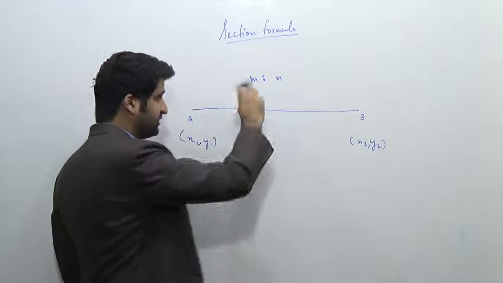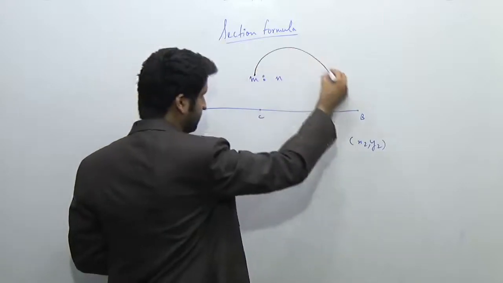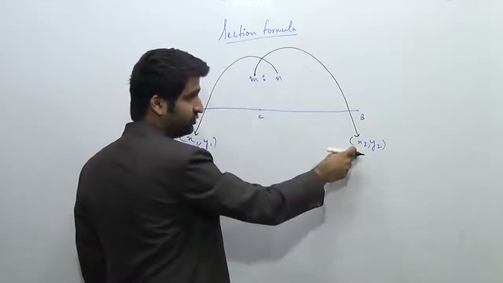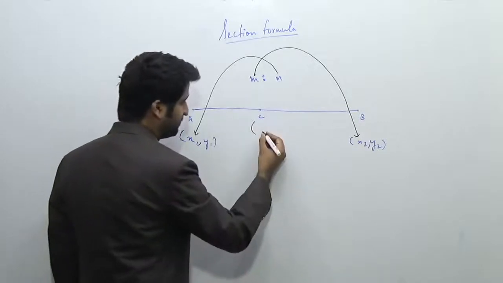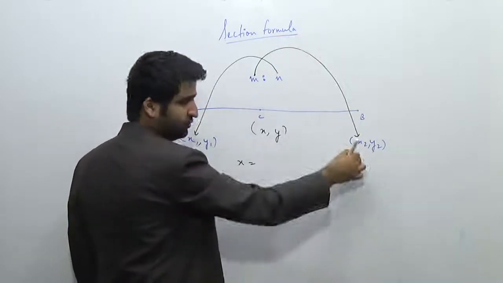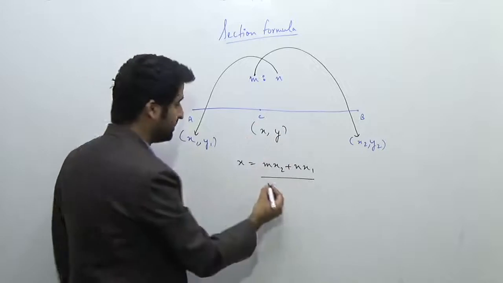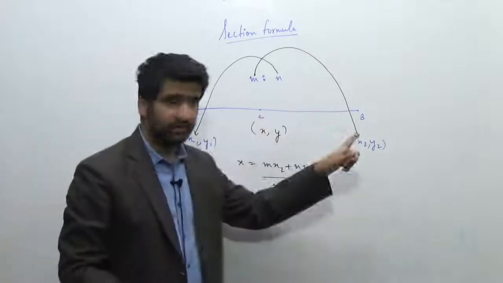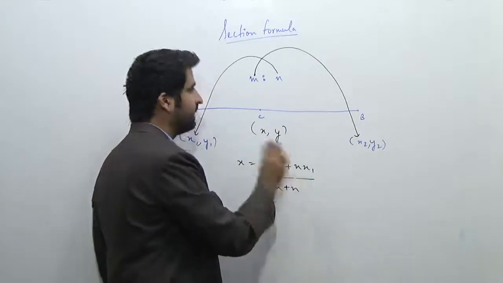These coordinates can simply be given by a simple trick. We have to multiply M with x2 and N with x1. Let's say this point is x comma y. The x coordinate will be equal to M into x2 plus N times x1 divided by M plus N. This will be the coordinates of the point which is cutting the line in the ratio M ratio N.